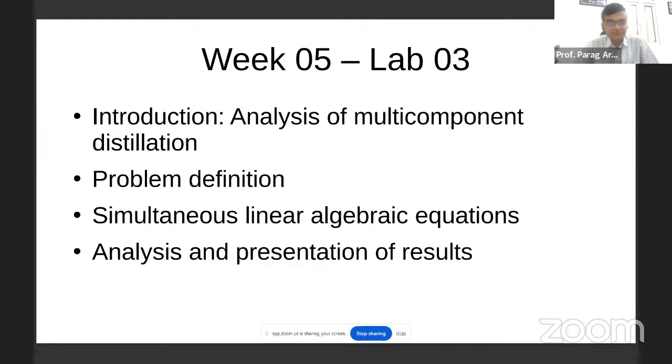So we started week 5 with the analysis of multi-component distillation. I will very briefly recapitulate what problem we did and what our problem definition was. Then we realized that to solve this problem, we needed simultaneous linear algebraic equations. These are a very different type of equations from what we dealt with before, and finally, how to do the analysis and the presentation of results.